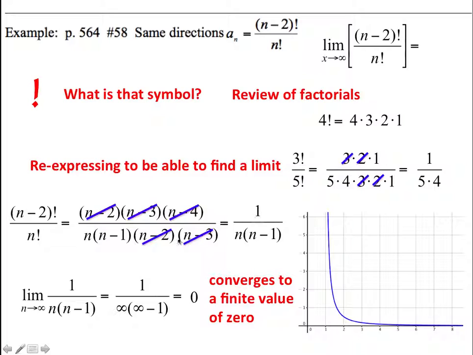As we stick in a value, we'd have to start at 2, because 1 would be asymptotic. So this would be 1 over 2, which is a half. And then if we put in 3, it would be 1 over 6. And if we put in 4, it would be 1 over 12, and so on and so forth. So as we go out infinitely many terms, these terms tend to go to a value of 0. And so that's what the limit of this sequence is.